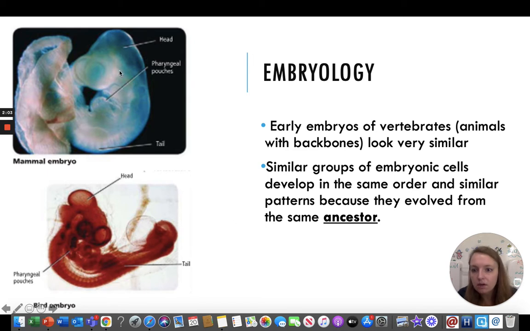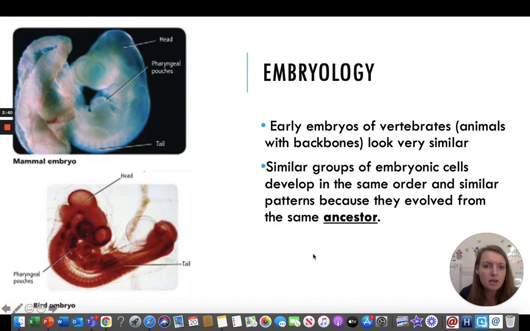So you can see here we've got a mammal embryo, and a mammal is going to have a backbone. It's going to be a vertebrate. And we also have a bird embryo, and you can really see its backbone here in the bird, and then here is the backbone in the mammal. And these embryos, when you look at them, they are very similar. Here's the head, bump. You can see that that bump is the same. They've got these pharyngeal pouches. They both have tails. It's like deja vu.